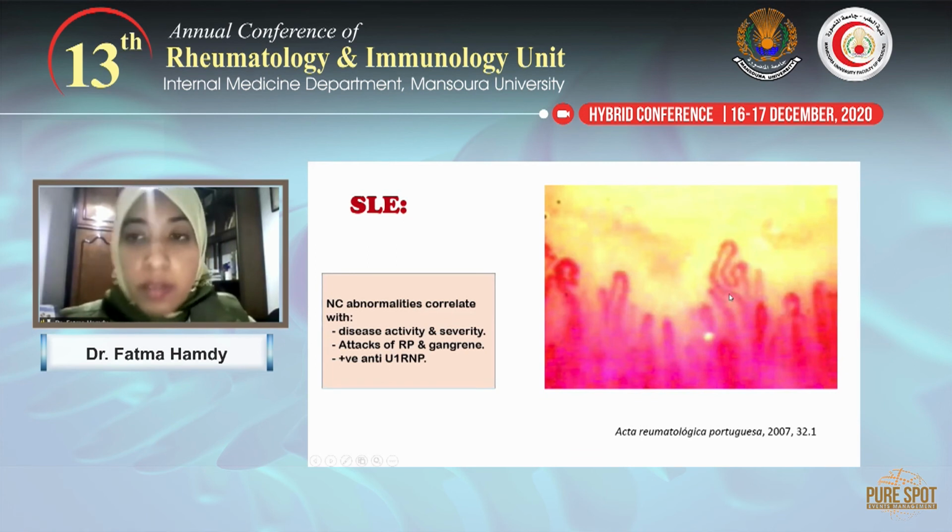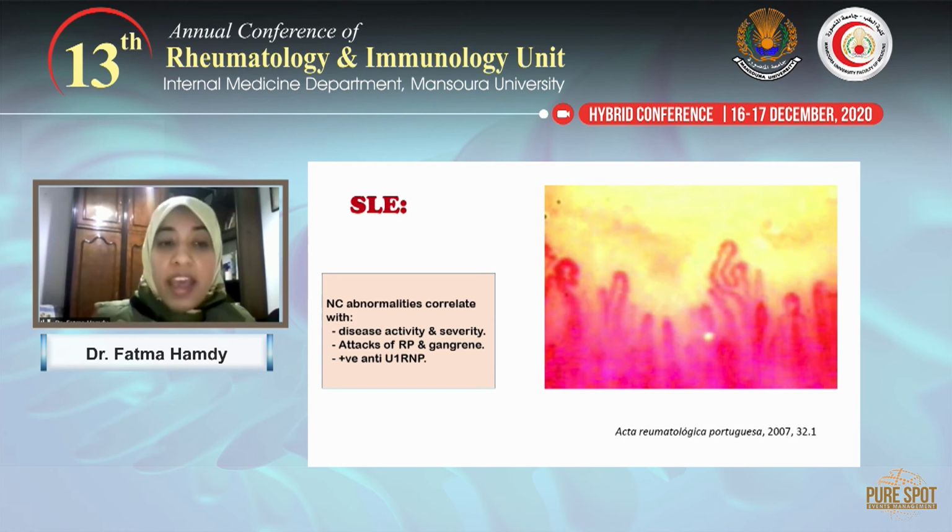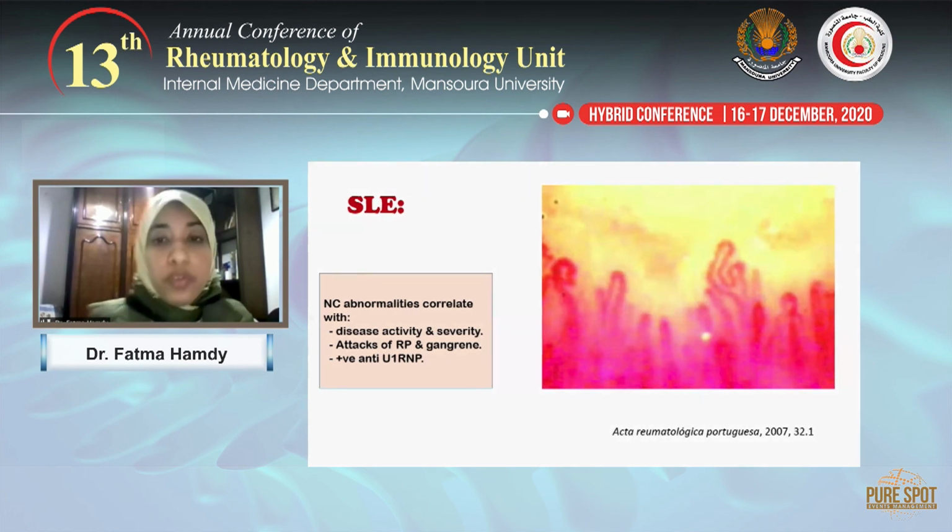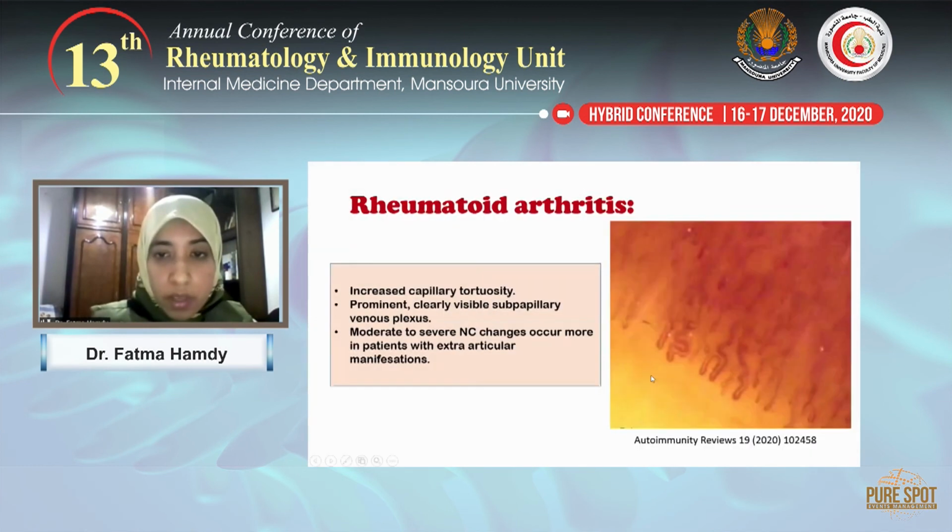Also, in systemic lupus, it was found that the nailfold capillaroscopic changes correlate with disease activity, severity, attacks of Raynaud's phenomenon and gangrene. Also, it correlates with positivity of anti-U1 RNP. As regards rheumatoid arthritis, we can see increased capillary tortuosity and increased visibility of the subpapillary venous plexus, and these capillaroscopic changes are more common in patients with extra-articular manifestations.